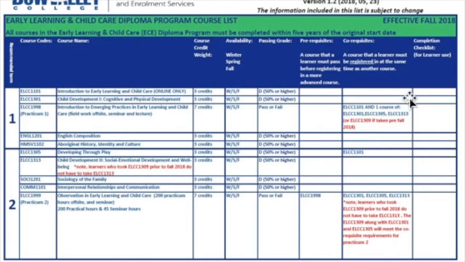The last column on the page is just for you. Once you've finished a course, you can put a check mark in that column. Maybe you want to write your passing grade, what you finished the course with. It's a log.